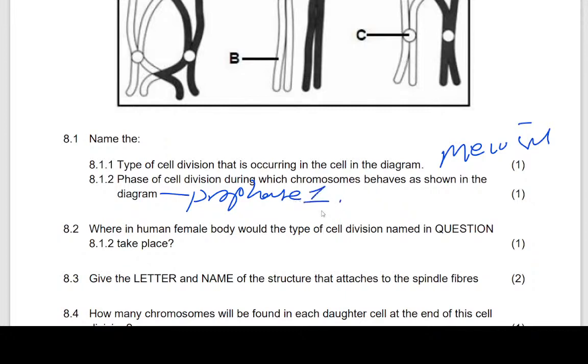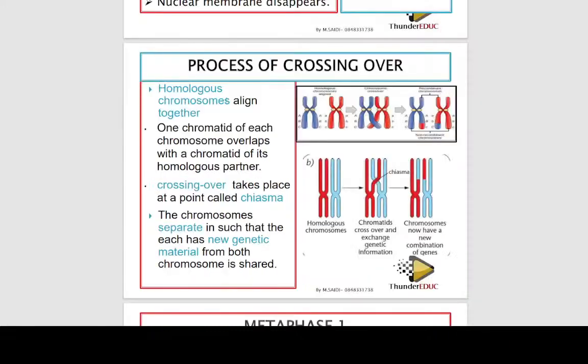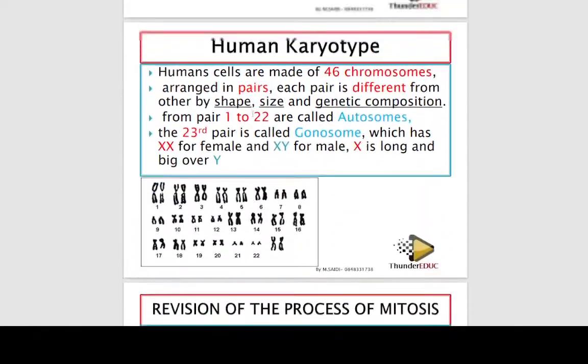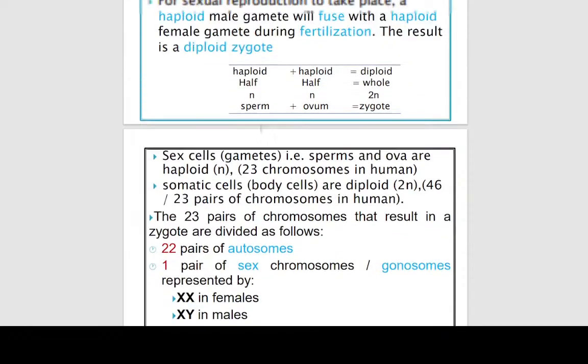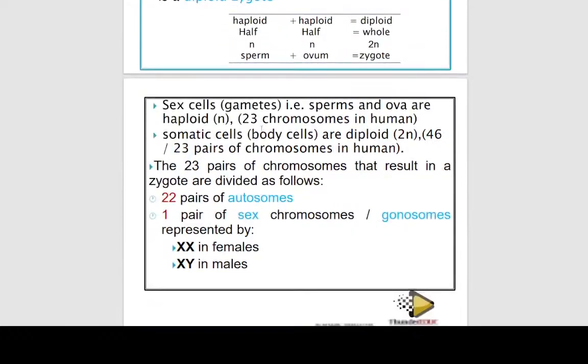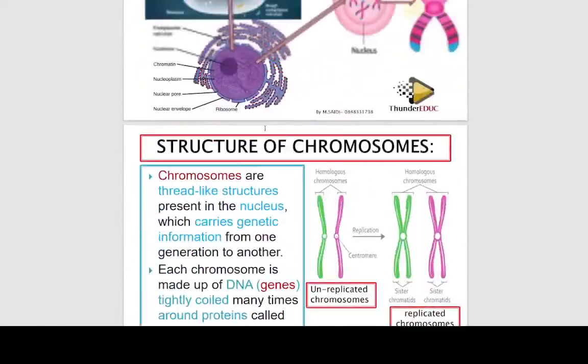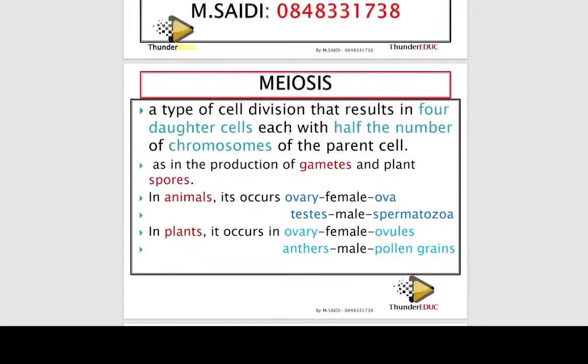Prophase 1. Then where in the human cell, female, would the type of cell division occur? I said it very well. I've been showing you over and over. I told you that there is no question in this. They're gonna bring, and it can't be answered by this booklet. I'm telling you. You want distinction here. So the answer is female ovary.